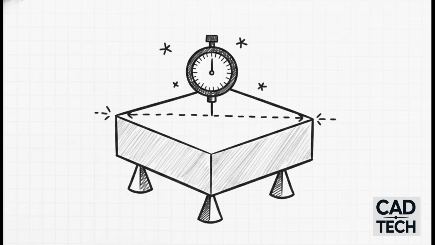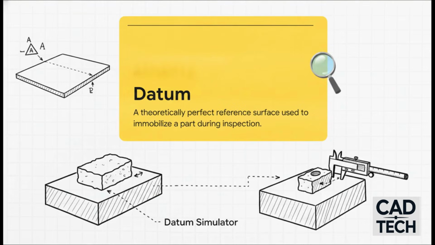Then you have circularity and cylindricity, which ensure your cross-sections or full lengths are perfectly round. Now today, a lot of manufacturers will just use advanced coordinate measuring machines, CMMs, where a computerized probe instantly verifies if these exact form tolerances are met. So the crucial point here is that for almost all the other tolerances outside of that form category, we actually have to hold the part against something to measure it. And that brings us to datums. A datum is a theoretically perfect reference surface used to immobilize a part during inspection.